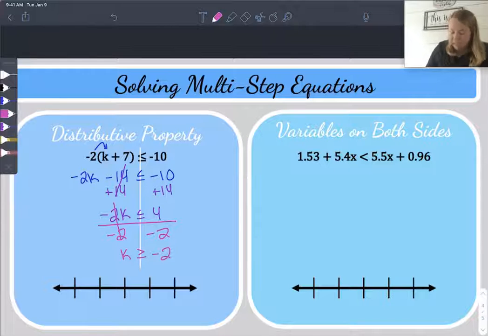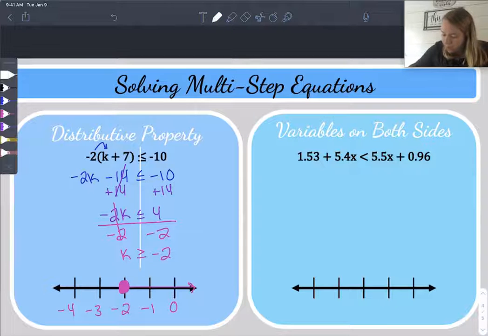Again, I'm going to stick -2 in the middle, -1 and 0 to the right, -3 and -4 to the left. Now for this, I'm going to have a closed circle because it was equal to, and because k is bigger, I'm going to have my arrow pointing to the right. There we go.